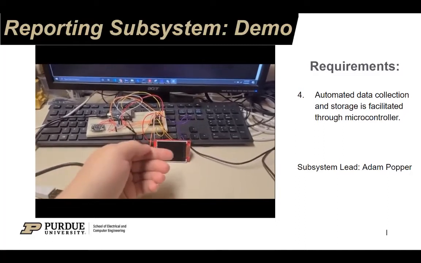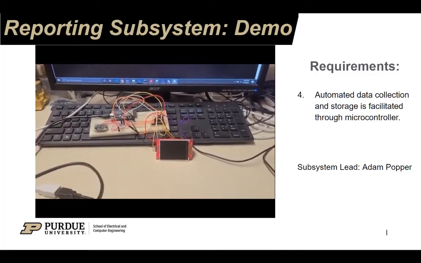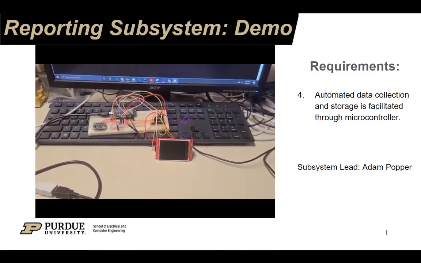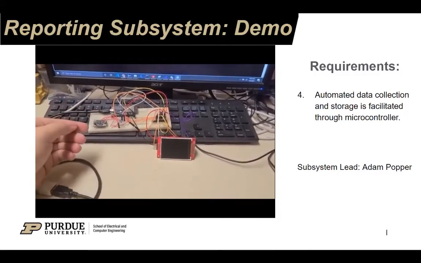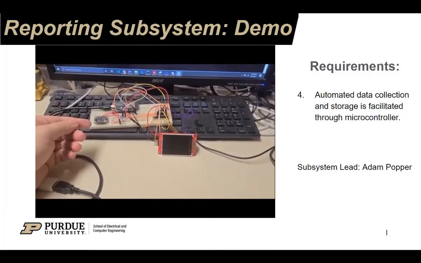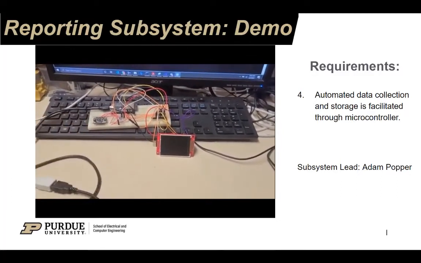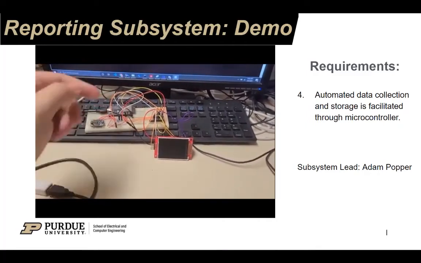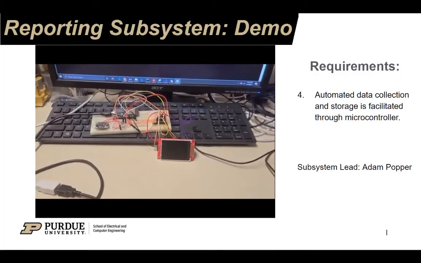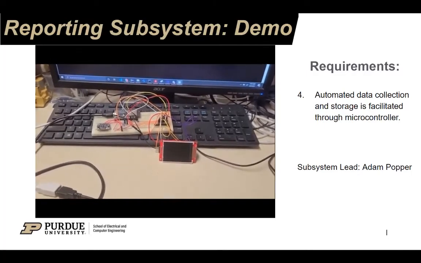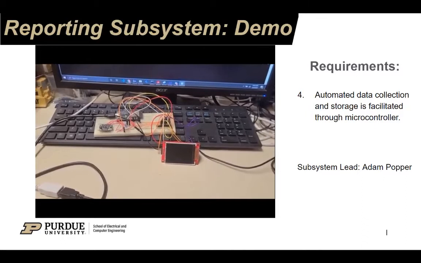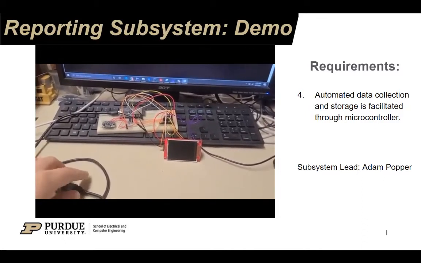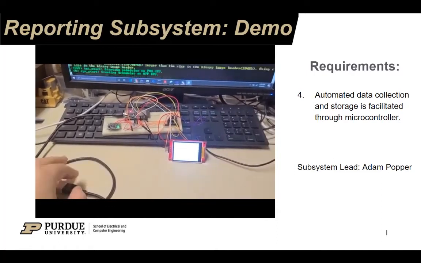The next thing is our LCD screen. Our LCD screen will display current data and allow the user to know if the data is actually being read. Finally, to demonstrate sensor interfacing, we have introduced a LiDAR sensor to this demonstration to show that the sensor interfacing has begun to happen with our microcontroller and our reporting code. The purpose of this demonstration will be to show requirement 4, which is automated data collection and storage is facilitated through the microcontroller. Now let us begin by powering our microcontroller.